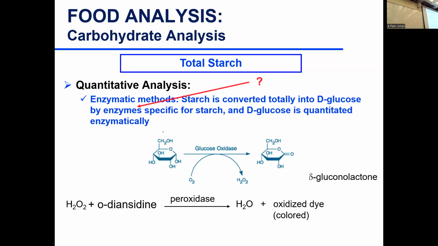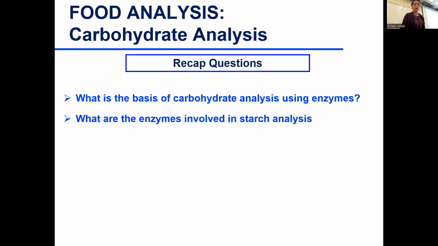Don't have to remember this. A reduced dye and oxidized. But you want to remember that this is a coupled reaction. So when we purchase a starch kit from Megazyme, it comes with alpha amylase, it comes with glucoamylase, and it comes with these enzymes specific for measuring the glucose after we hydrolyze all the starch into glucose.